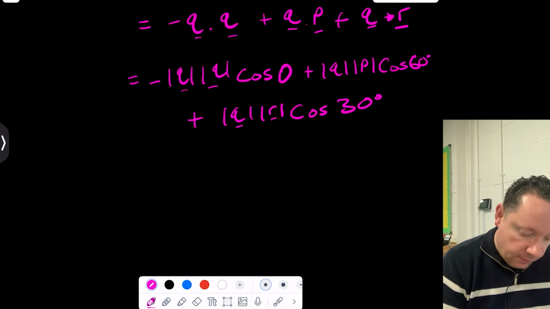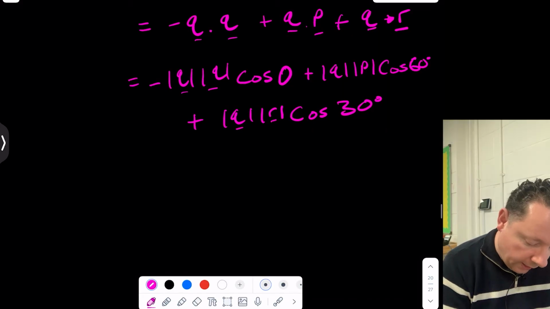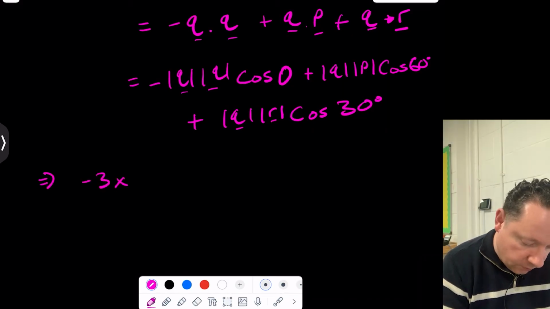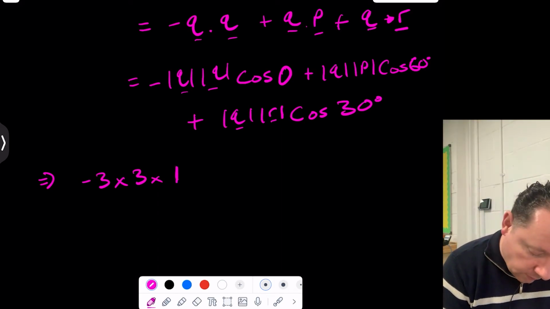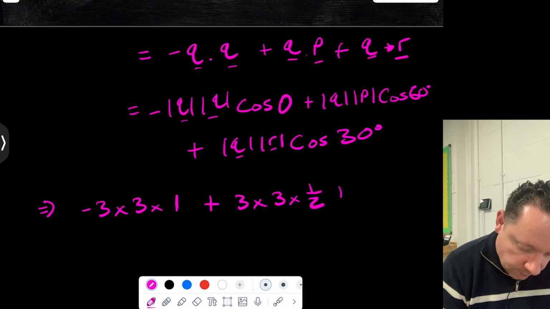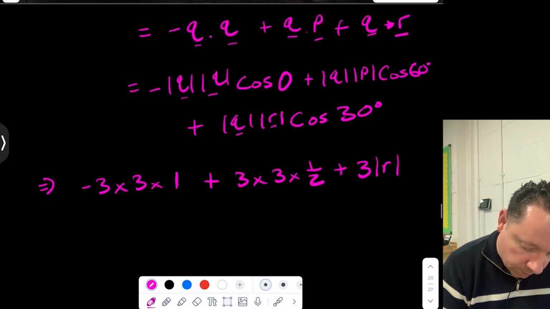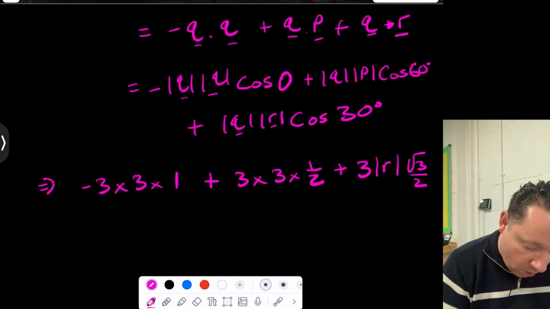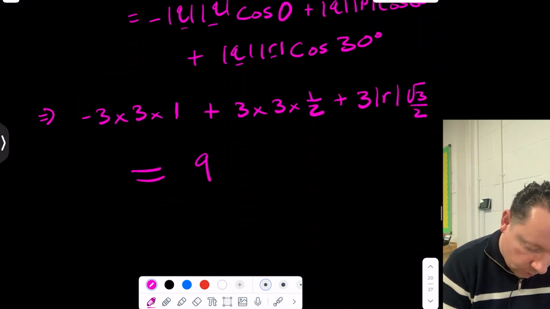Okay, so what does that mean? So we've got the size of Q times the size of Q. The size of Q is 3, so that equals minus 3 times, and the cos of 0 is 1. Plus size of Q, size of P, 3 times the cos of 60, we know is a half already, plus the size of Q, which is 3, times the size of R, and the cos of 30 is root 3 over 2. But the question tells us that all of that equals 9 root 3 minus 9 over 2. So just keeping that in mind.